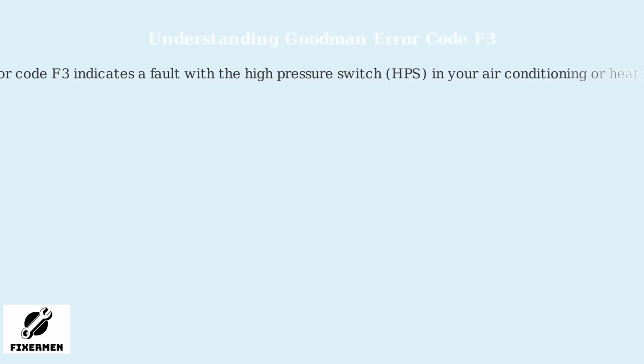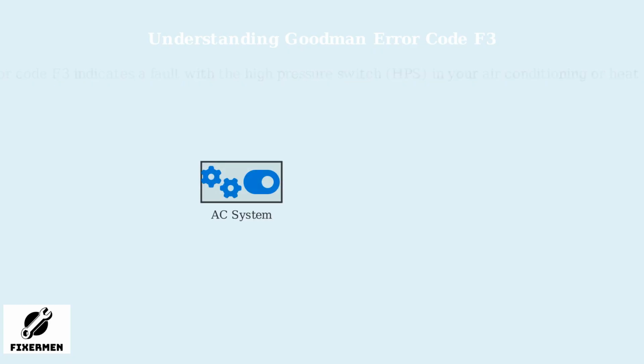Goodman Error Code F3 indicates a fault with the high-pressure switch in your air conditioning or heat pump system. This switch is a crucial safety device that monitors refrigerant pressure. If the pressure gets too high, typically above 400 to 600 psi in R410A systems, the HPS trips, shutting down the system to prevent damage to the compressor. An F3 error means the HPS is open or malfunctioning.